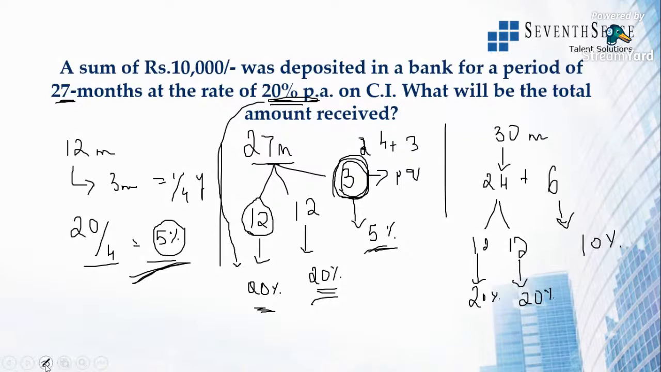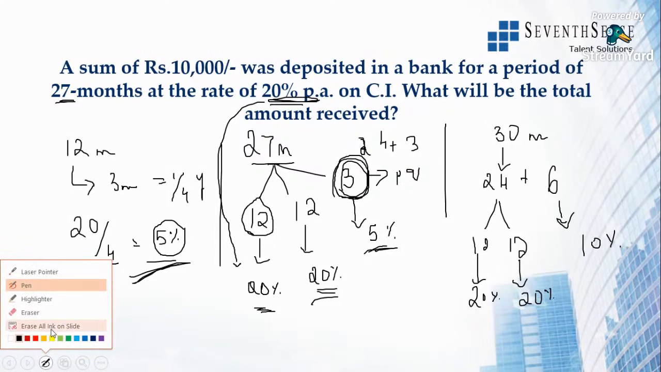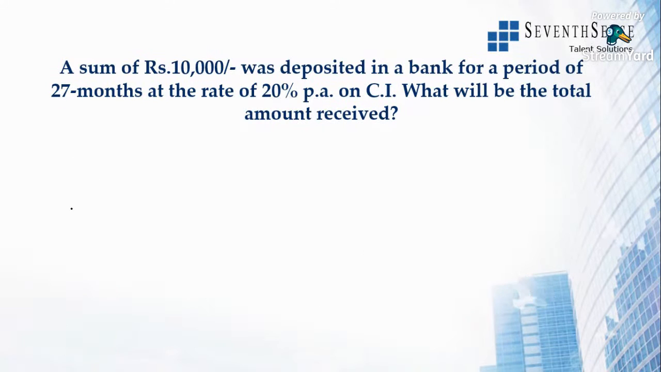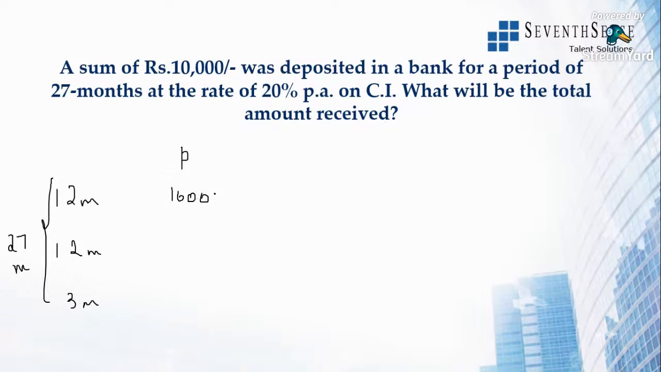Now consider this. There are three different phases. First is 12 months, second is another 12 months, and last is 3 months. So totally this gives me 27 months. According to the question, principal is 10,000. So interest is 20% because the first phase is 20%.